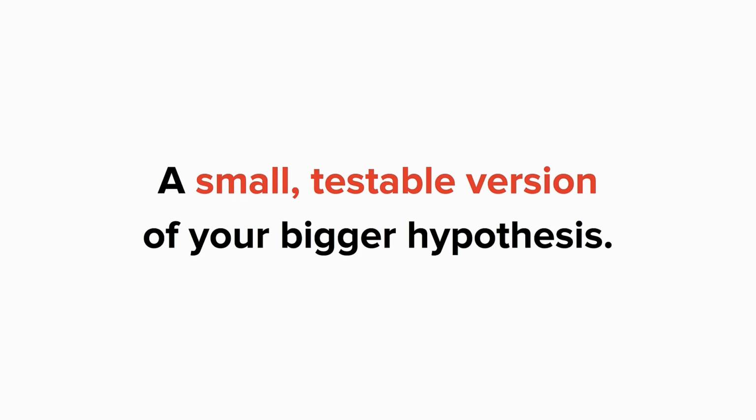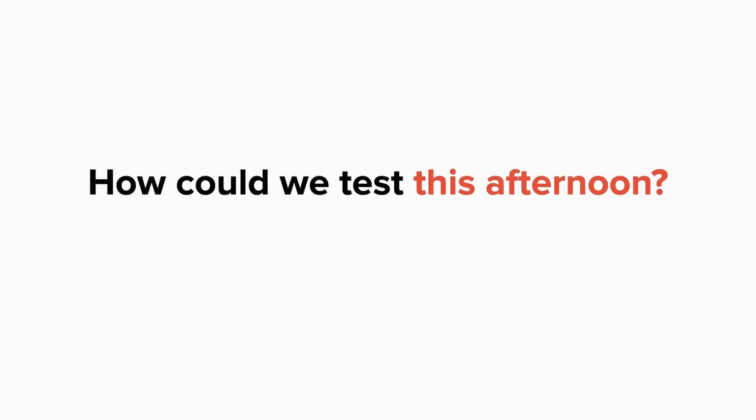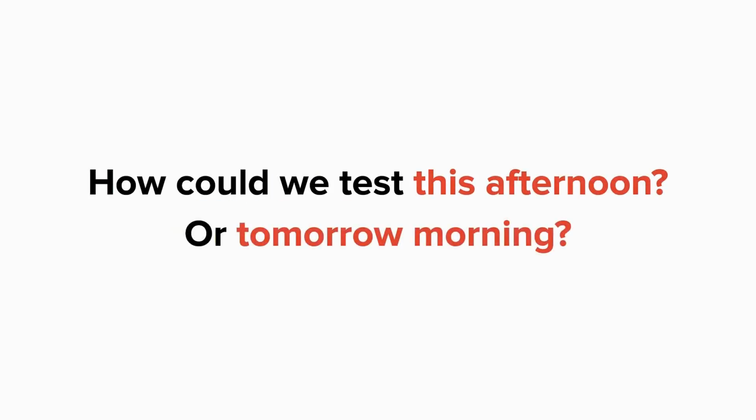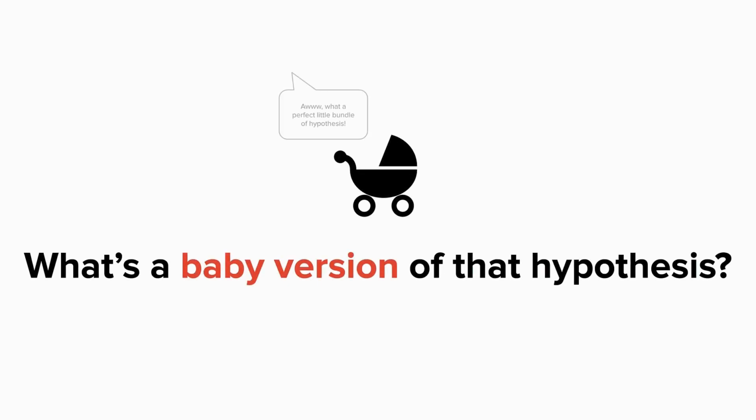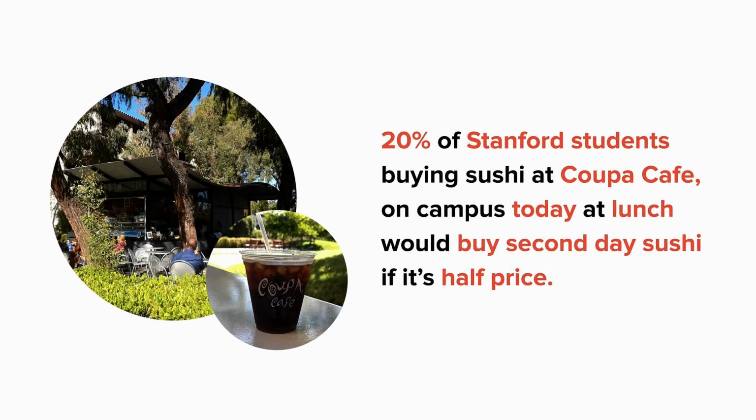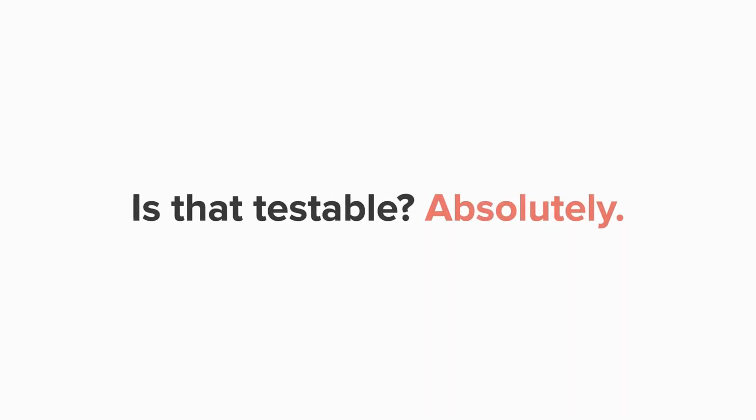But we can look at that hypothesis and ask, how could we test that this afternoon or tomorrow morning? What's a baby version of that hypothesis? We could, for example, go 20% of Stanford students buying sushi at Cooper Cafe on campus today at lunch would buy second-day sushi if it's half the price of fresher sushi.